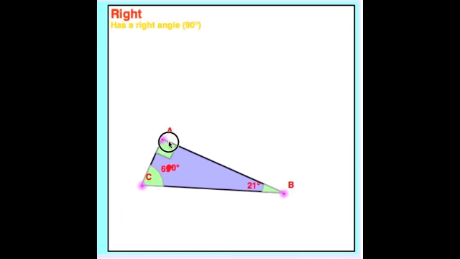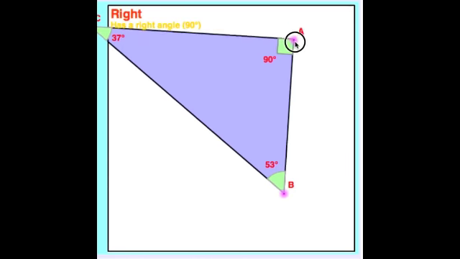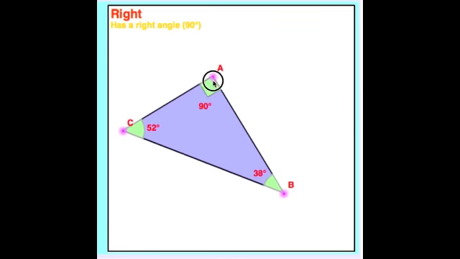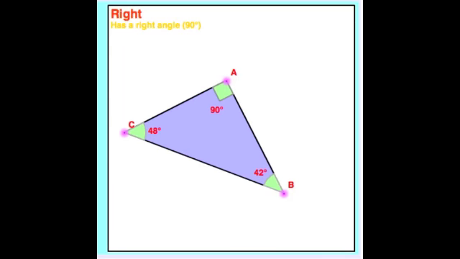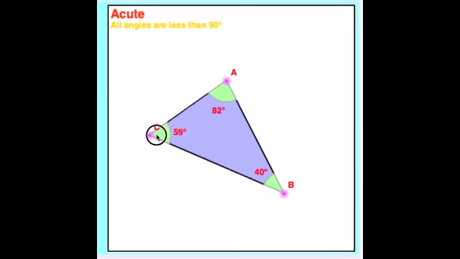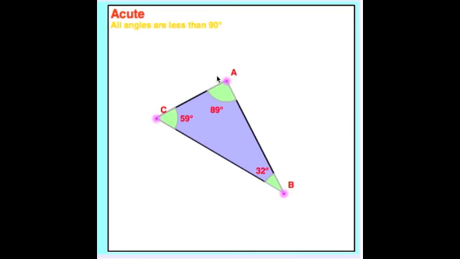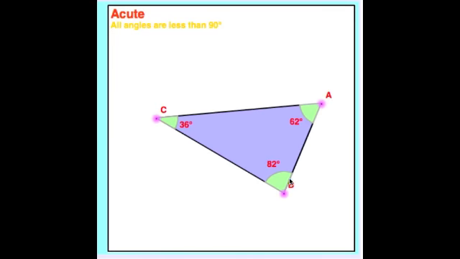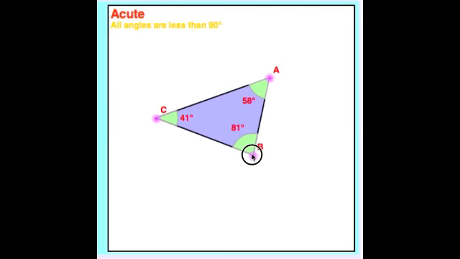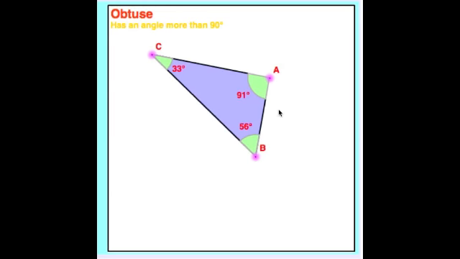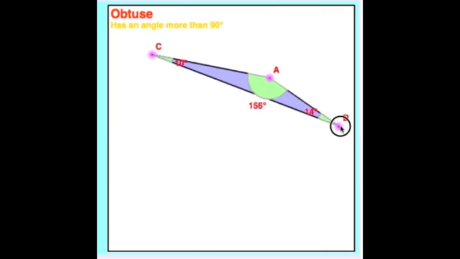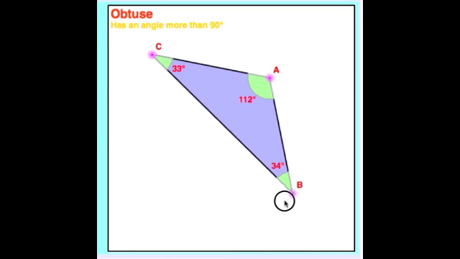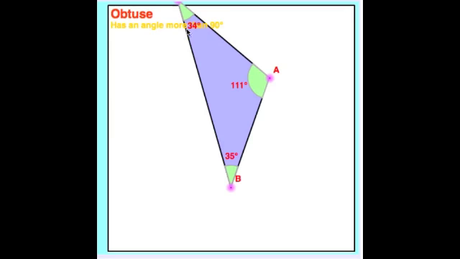So no matter how we move it, no matter what the lengths are, we always have a 90-degree angle. Acute, remember that acute means all angles are less than 90 degrees. And you can see that as we move it, no matter what happens, they all stay less than 90 degrees. Obtuse, meaning that it's more than 90 degrees, but it can be 91, and it can get really, really wide, but it never goes less than 90.